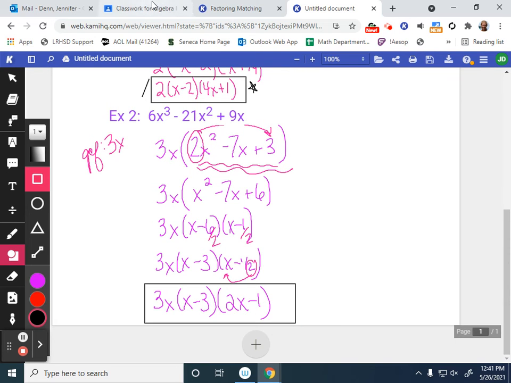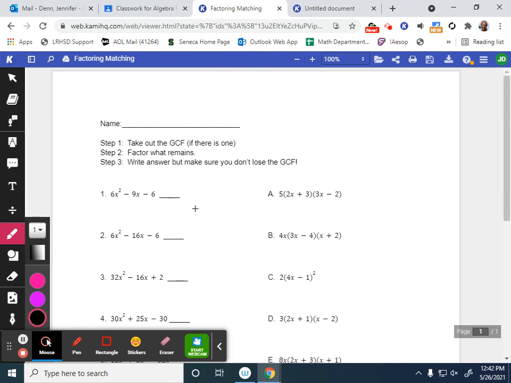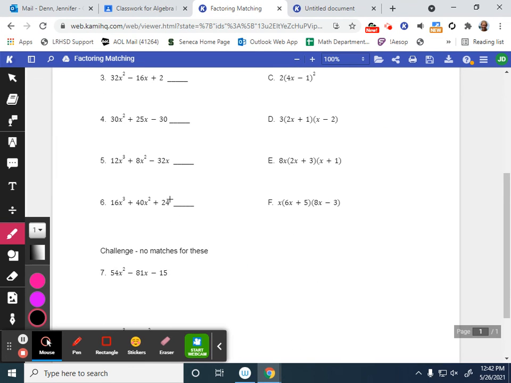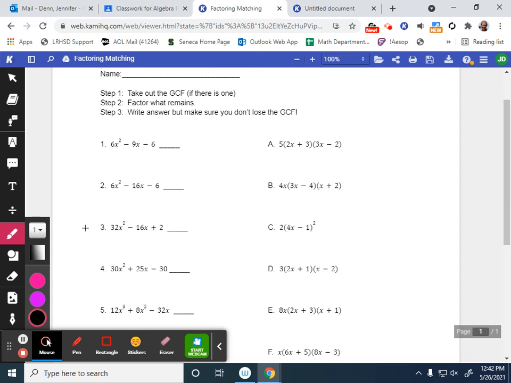Okay, so take that and go into classwork, and you'll open this up, and this is a worksheet. It's matching because I wanted you to just be confident that your answer was there. Do not multiply these out to get this. Factor to make sure you know what to do.